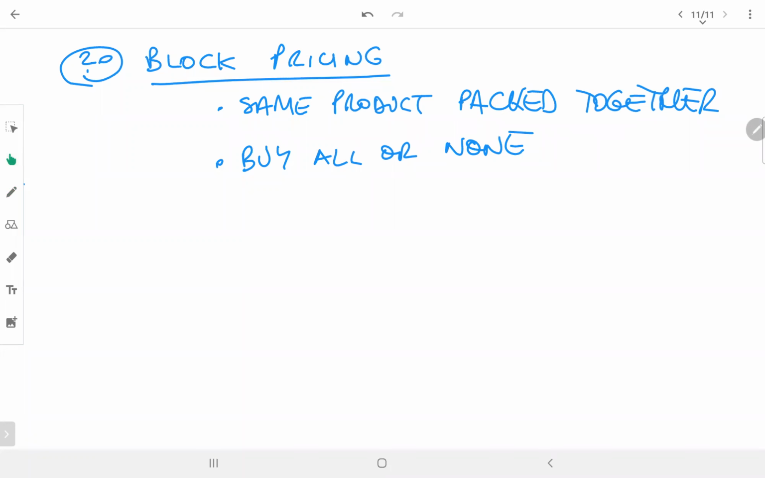In bundle pricing, we had different products packed together. And there'll be another strategy that deals with volume, but that I cannot put in right now because it has its own particularities. So that's block pricing. Fairly simple to understand. We get into the end of the line here.